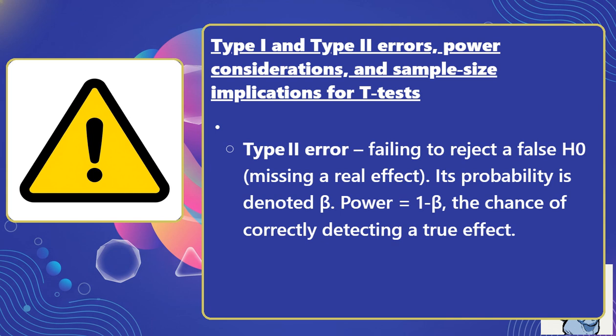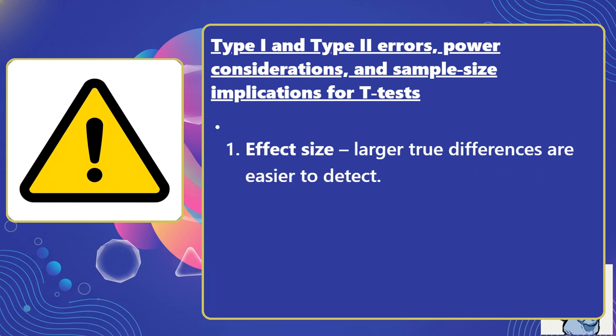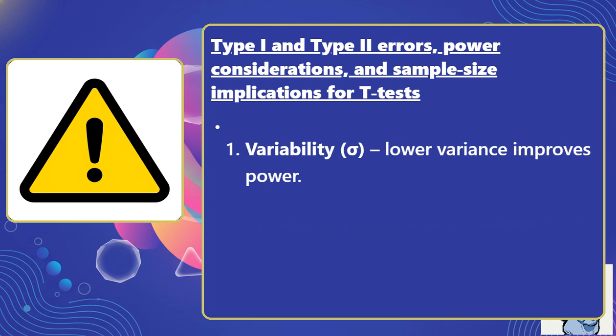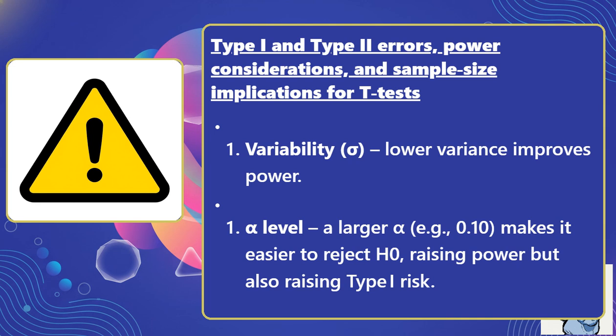Type II error: failing to reject a false H0, missing a real effect. Its probability is denoted beta. Power equals 1 minus beta, the chance of correctly detecting a true effect. Power depends on 4 factors. Effect size: larger true differences are easier to detect. Sample size: more observations reduce the standard error, increasing power. Variability, sigma: lower variance improves power. Alpha level: a larger alpha, e.g. 0.1, makes it easier to reject H0, raising power, but also raising Type I risk.